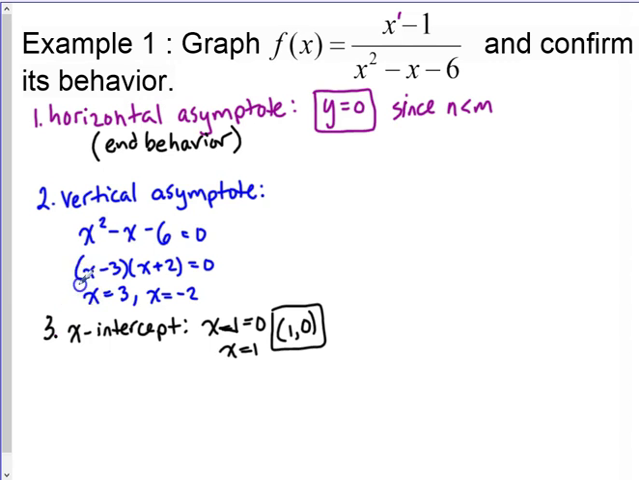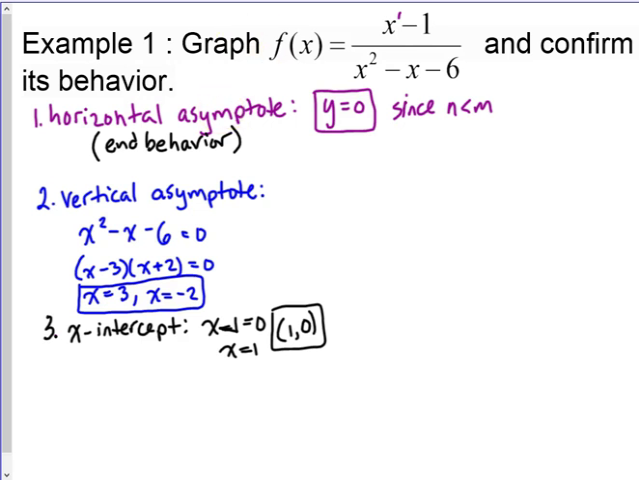Let me box in my vertical asymptotes. I've highlighted all the things that we've accomplished so far. So we're expecting vertical asymptotes at those two places. Notice how we write our asymptotes as equations, okay, and our intercepts as points. I want to emphasize that. Intercepts are points, asymptotes are equations.